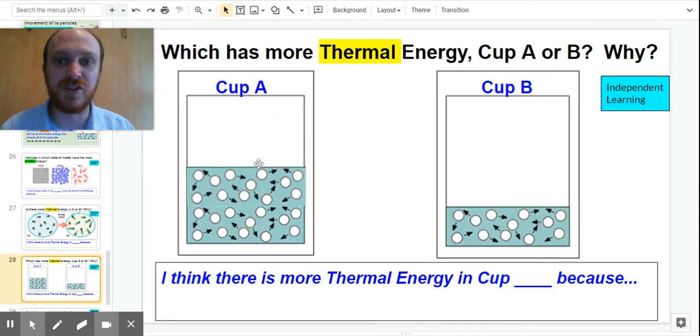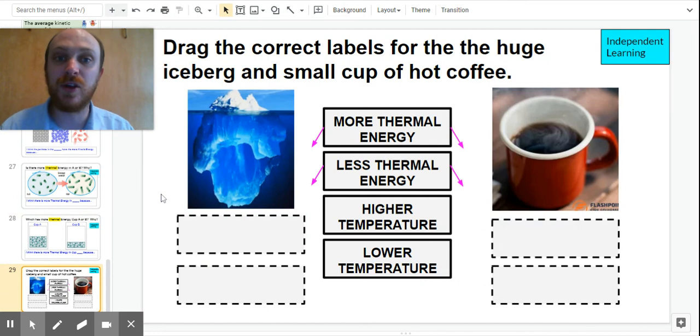Which has more thermal energy, cup A or cup B? Why? A or B and why? What about this one? Drag the correct label. So you've got this huge iceberg. Think about like there's a little boat, or there's a really big boat, and it's this big. This thing is huge. This is a little tiny cup of coffee.